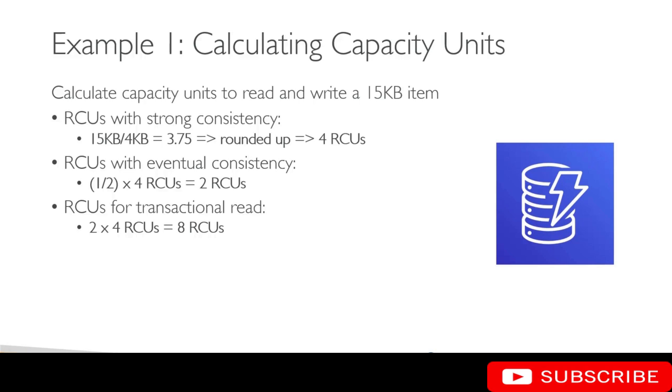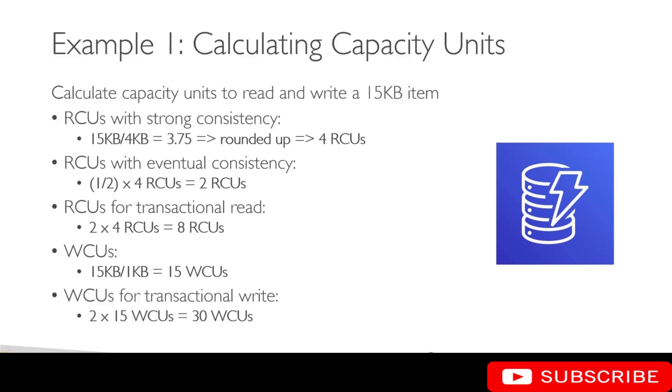to read a 15 KB item with transactional consistency. And for WCUs, we have blocks of 1 KB, so a 15 KB item will require 15 WCUs to write. And if you use transactional consistency, then you're going to require twice as much, so it will be 30 WCUs. So it's very easy, so just keep the calculations in mind. If you do get a question, that would be easy points for you.